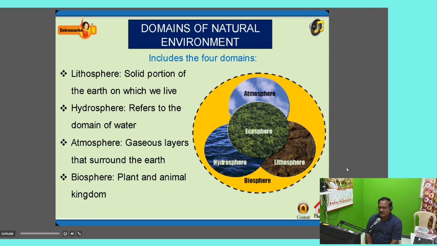The other thing, what is atmosphere? The gaseous layers surrounding the earth are known as atmosphere. Then what is the fourth one? What is biosphere of the environment? The plants and animals kingdom, right? The entire plant and animal kingdom we call the biosphere. So this natural environment consists of all the four domains, right?